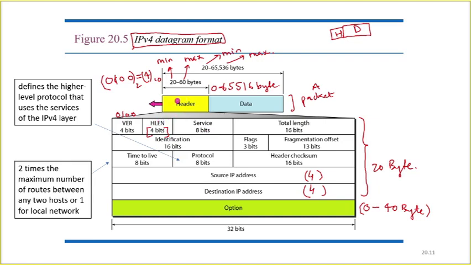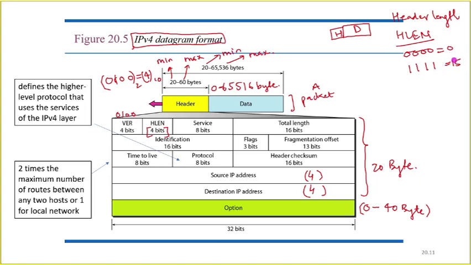We have already seen that the minimum length of the header should be 20 and the maximum is 60. So how does this 4-bit field indicate the length of the header? The H length is represented by 4 bits. The 4 bits can be 0, 0, 0, 0 at minimum and 1, 1, 1, 1 at maximum, so the minimum is 0 and the maximum is 15.